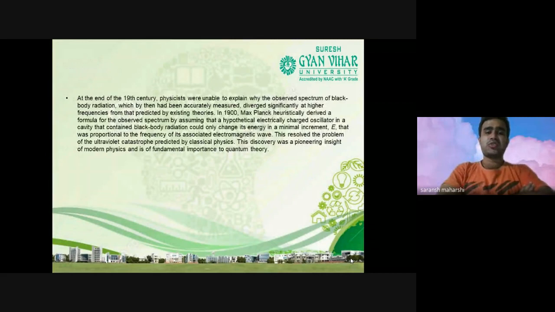At the end of the 19th century, physicists were unable to explain why the observed spectra of black body radiation, which had been accurately measured, diverged significantly at higher frequencies from that predicted by existing theories. In 1900, Max Planck heuristically derived a formula for the observed spectrum by assuming that a hypothetical electrically charged oscillator in a cavity that contained black body radiation could only change its energy in a minimal increment E that was proportional to the frequency of its associated electromagnetic wave.